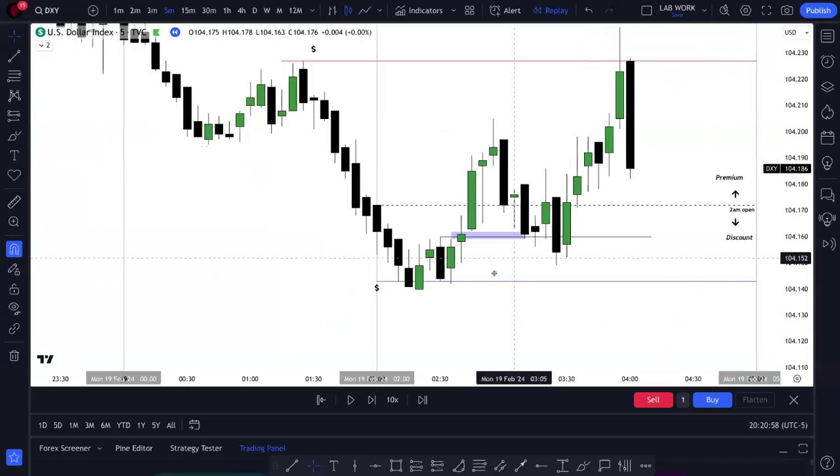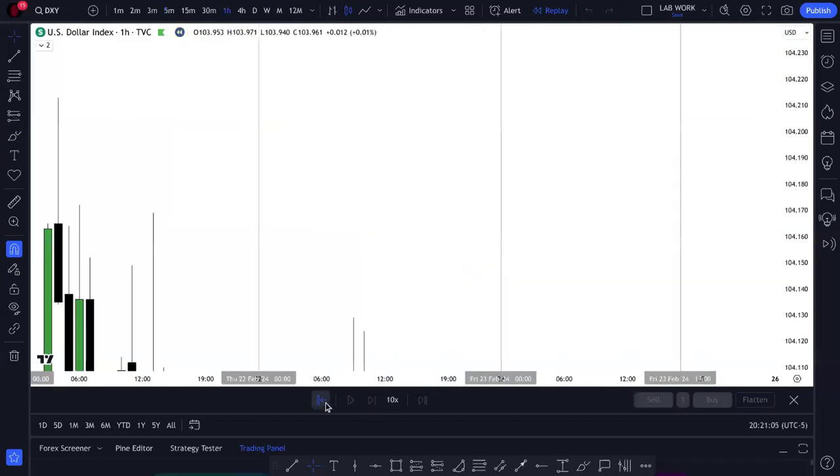So let's move on to the next pair. That was the dollar weekly breakdown, just to look at it real quick before we move on.